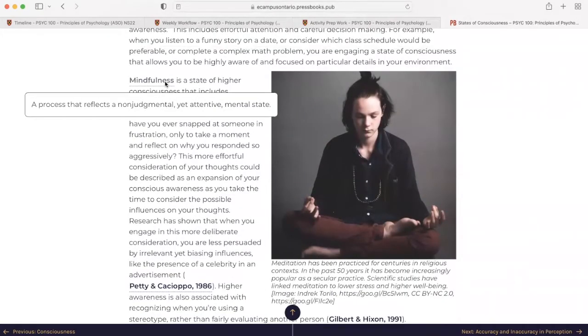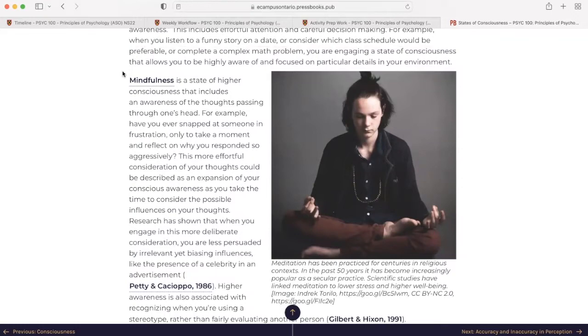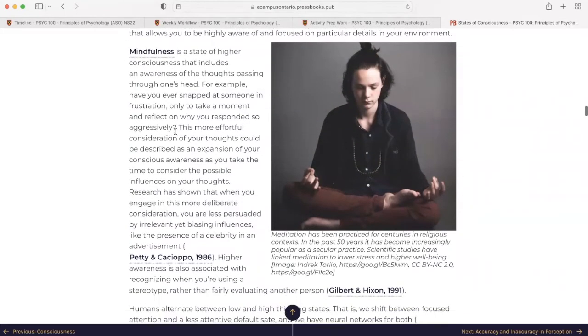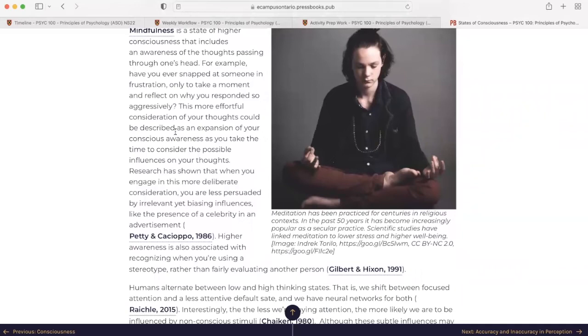Mindfulness, a process that reflects a non-judgmental yet attentive mental state, is a state of higher consciousness that includes an awareness of the thoughts passing through one's head. For example, have you ever snapped at someone in frustration only to take a moment and reflect on why you responded so aggressively? This more effortful consideration of your thoughts could be described as an expansion of your conscious awareness as you take the time to consider the possible influences on your thoughts.